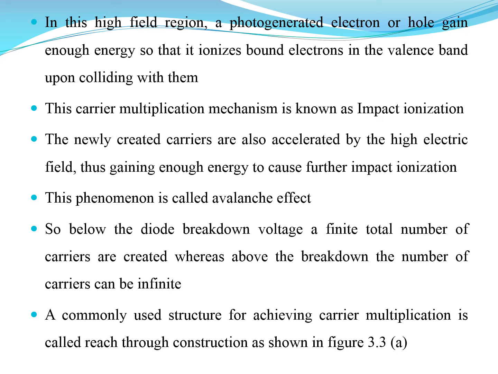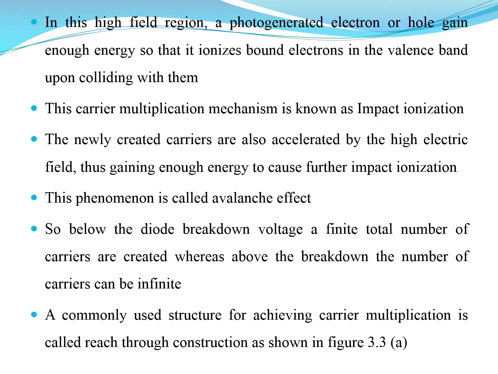Similar kind of multiplication is done here, but this is a process where the signal gets multiplied initially, that is impact ionization. Then the newly created carriers are also accelerated by the high electric field. That is one of the advantages of a high electric field, which can accelerate the carriers which are already created, thus gaining enough energy to cause further impact ionization. So the gain is obtained. The carriers gain more and more energy. This phenomenon is called the avalanche effect of the photodiode.